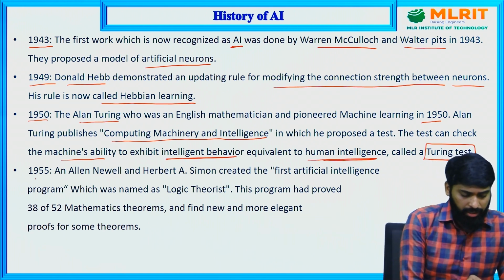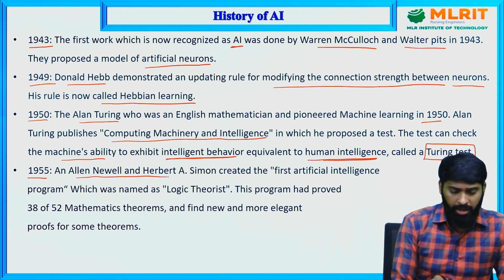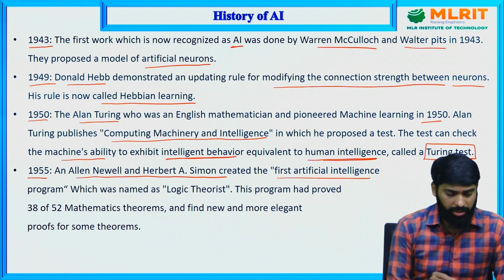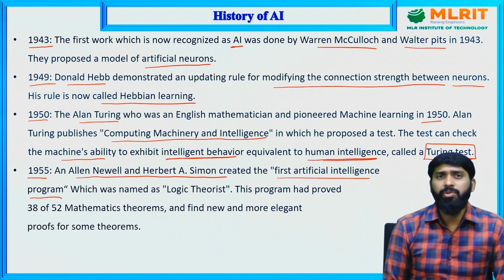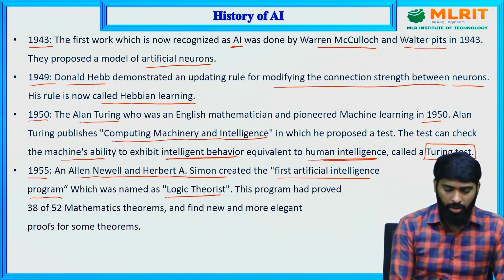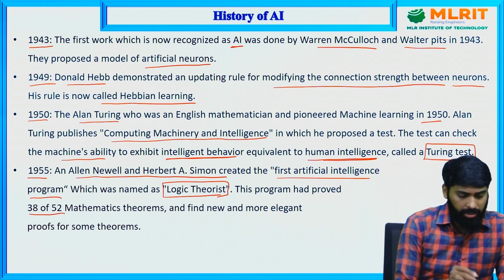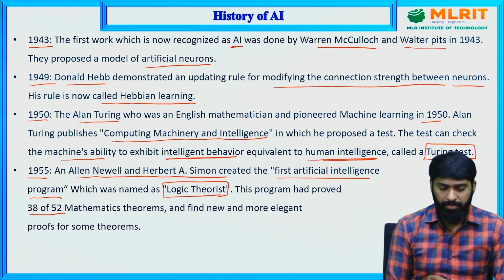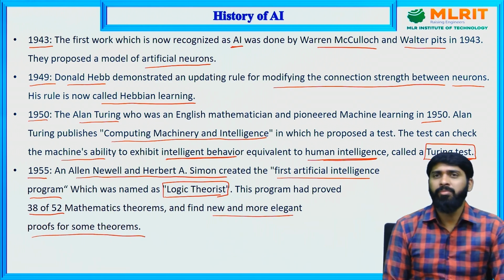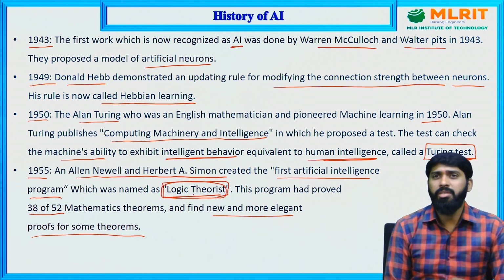Next, in 1955, Allen Newell and Herbert A. Simon created the first artificial intelligence program, which was named Logic Theorist. This Logic Theorist proved 38 out of 52 mathematics theorems and found new and more elegant proofs for some theorems. This is the first artificial intelligence program, called Logic Theorist.